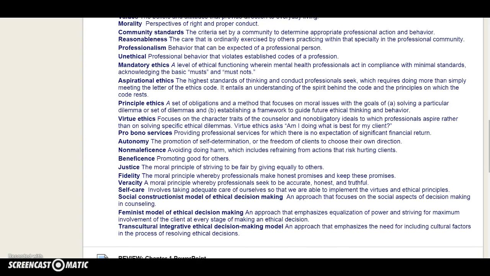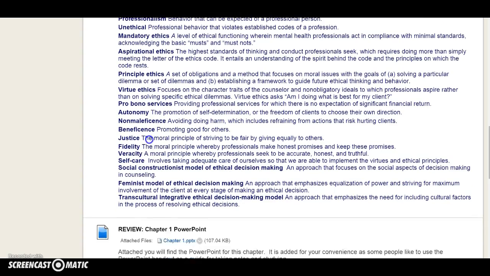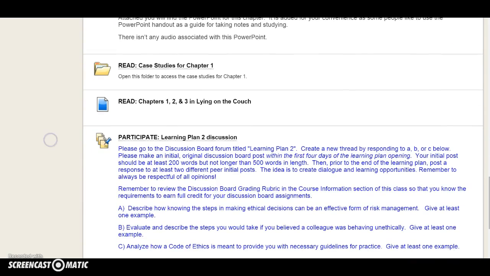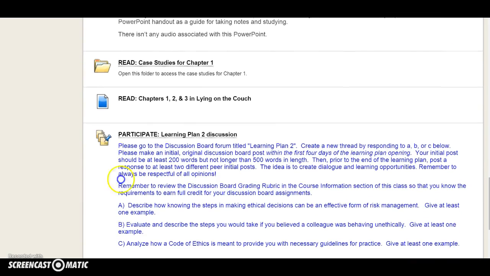All right, so you're going to see some terms here that you need to take a look at as you read through the chapter. Some interesting terms here on how ethics are governed and what categories they fall under. So you're going to do the case studies, and then you're also going to participate in the learning plan discussions.